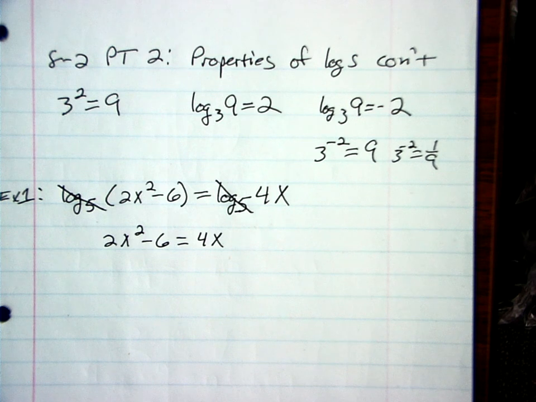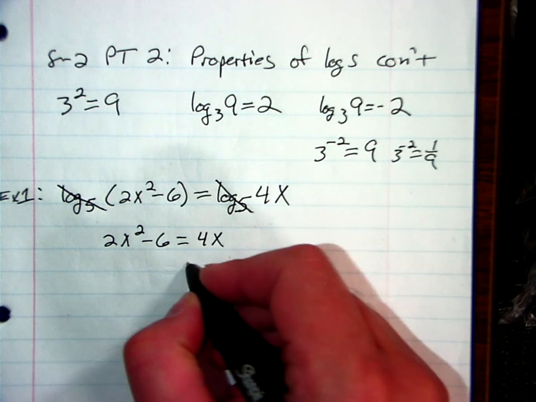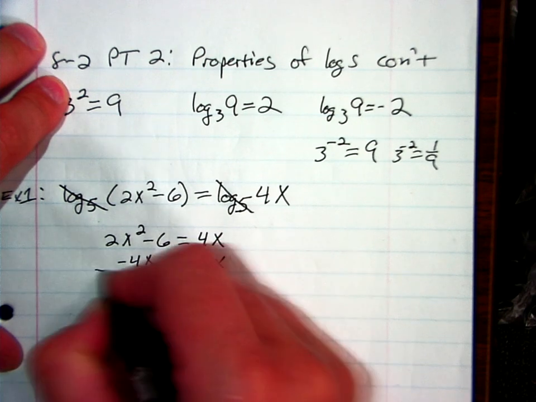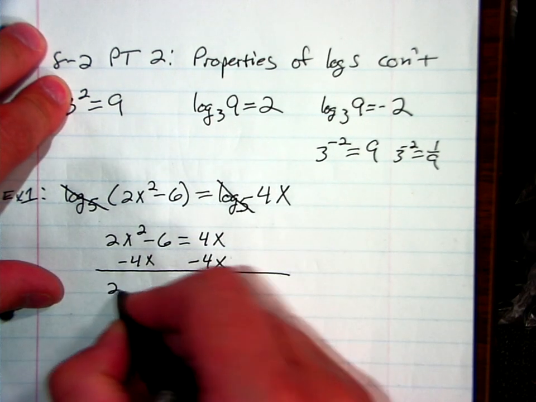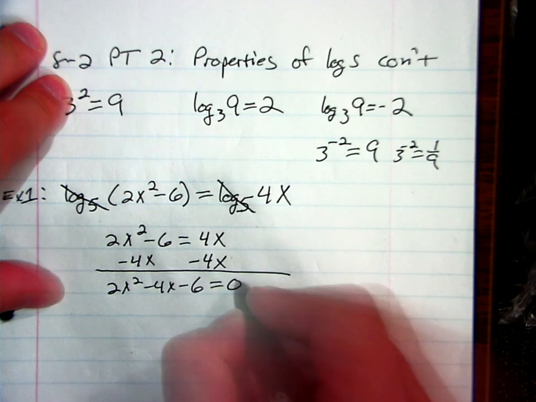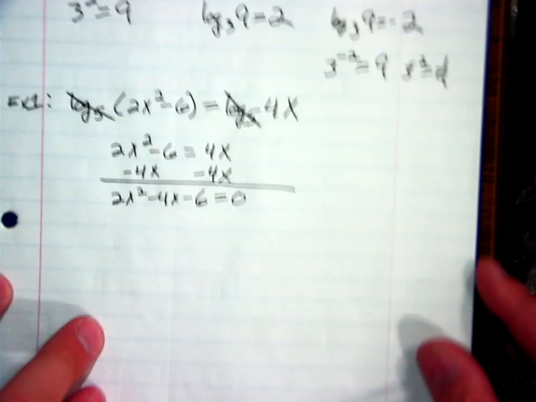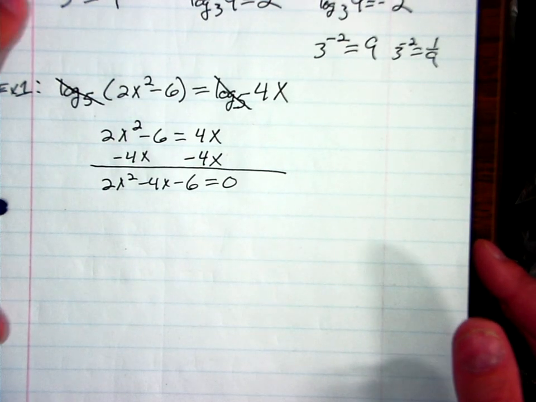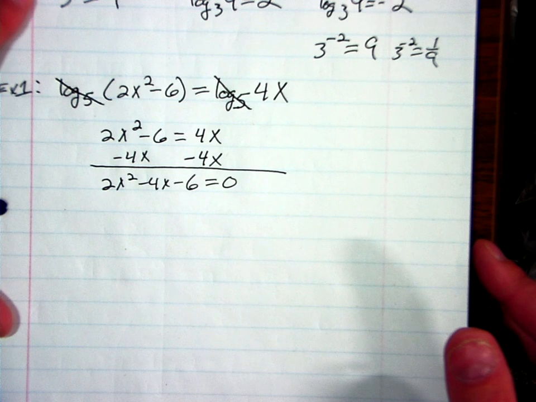So far, so good. I'm going to move my 4x to the other side by subtracting 4x. 2x squared minus 4x minus 6 equals 0. Anytime you see a trinomial equal 0, you should try and factor it. You're on a roll today, Kate. I like it. Good job.